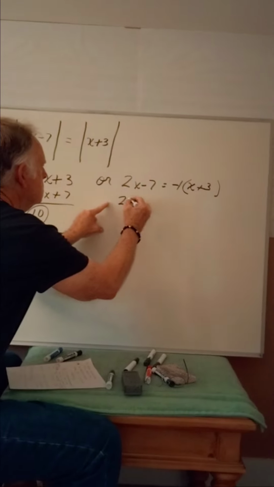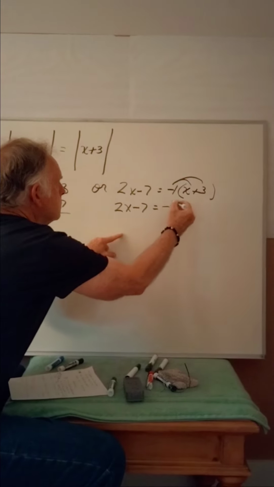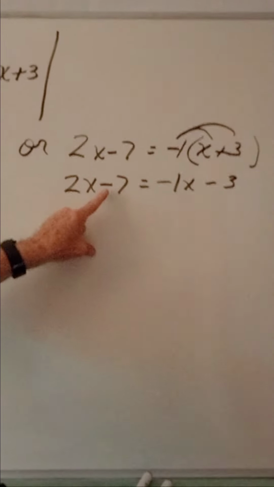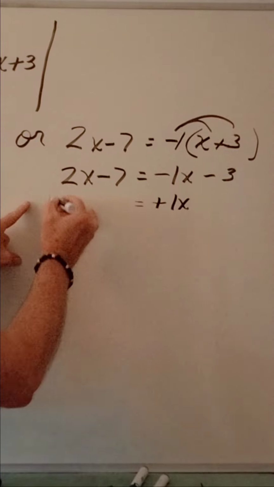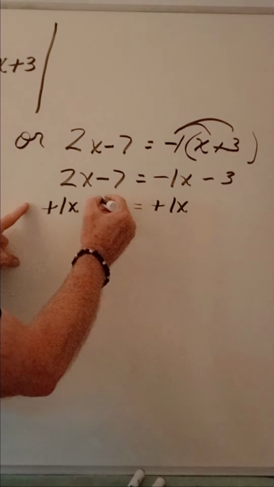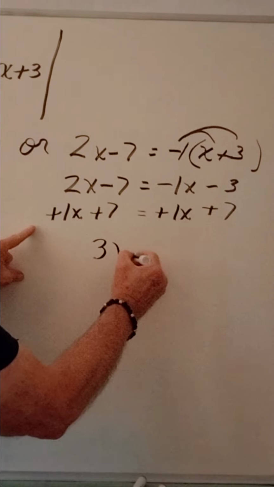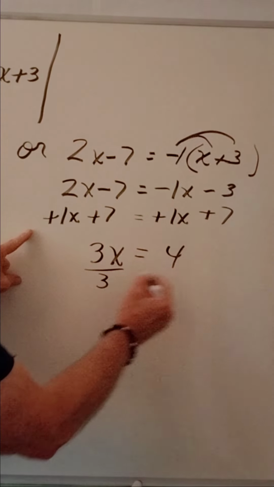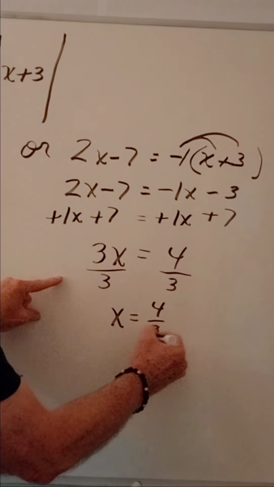Down. Distribute. I'd move him over, and I'd move him over. Get rid of him. We'll have 3x is equal to 4 over 3 over 3, and x will be equal to 4/3.